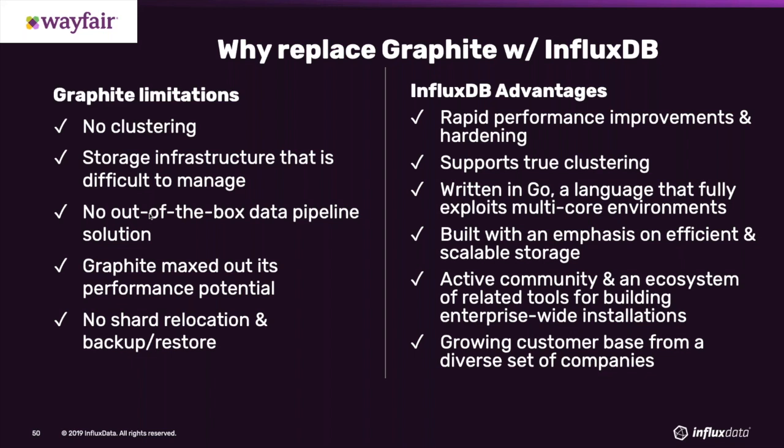It didn't just work out of the box with a pipeline solution that they needed. They quickly maxed out its performance potential, and there was no shard relocation, backup, or restore. So if something happened to their Graphite instance, they had some big problems. They moved to InfluxDB. One of the things they liked was the fact that we're continually pushing forward performance improvements, and that we do support true clustering. They particularly like the fact that everything was written in Go, and that's a language that they're familiar with. They're able to use it in their multi-core environments.